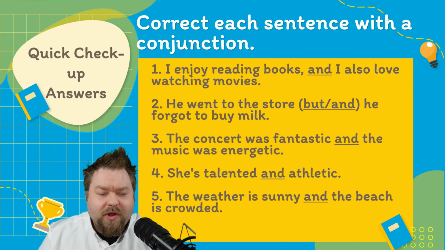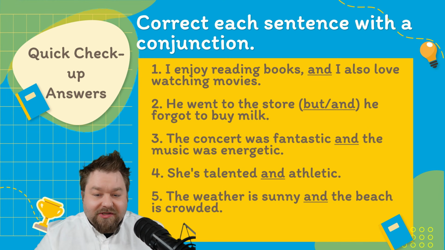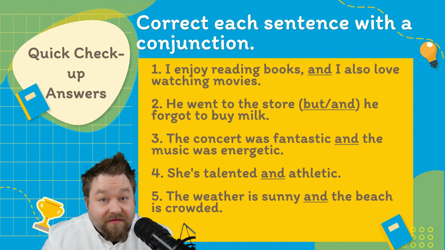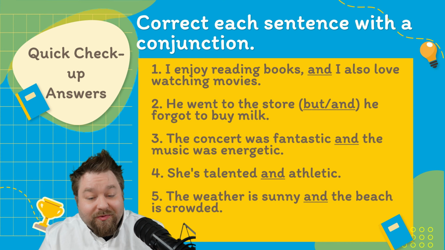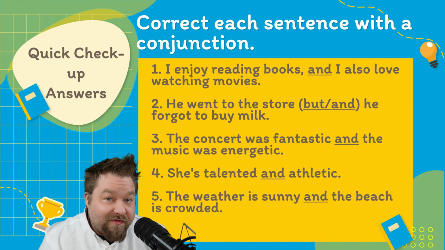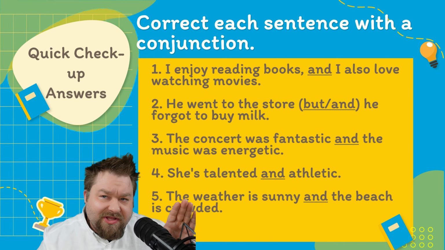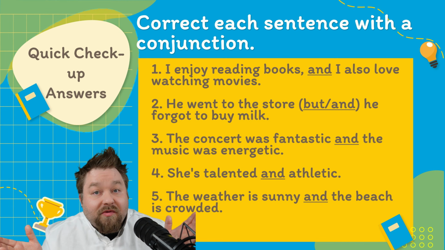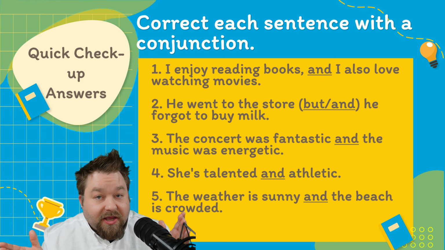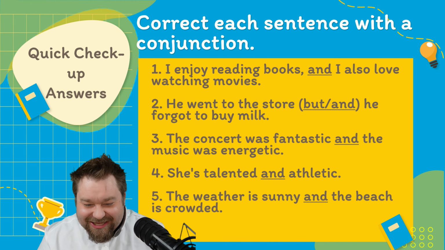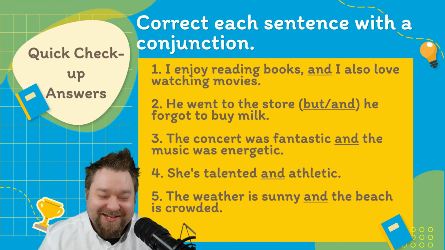I'm sure you paused that video. So let's take a look at the answers now, right? Number 1, I enjoy reading books and I also love watching movies. We could simplify that and say, I enjoy reading books and watching movies. But we have two different things, right? I enjoy this and I love this. So it makes sense to leave them both there, right? But we could always simplify and make it simpler, but this is the correct answer.